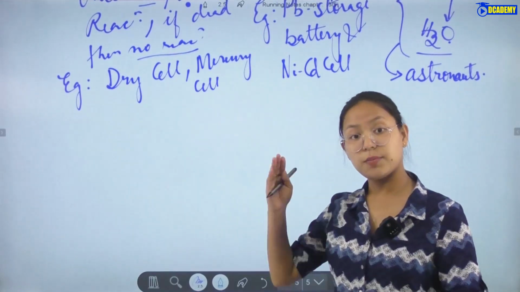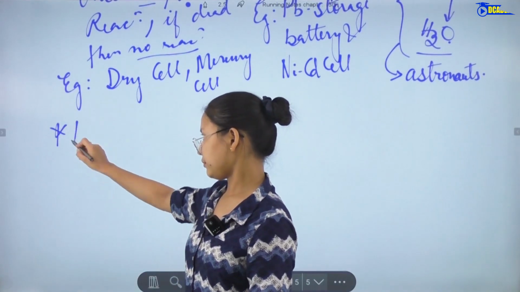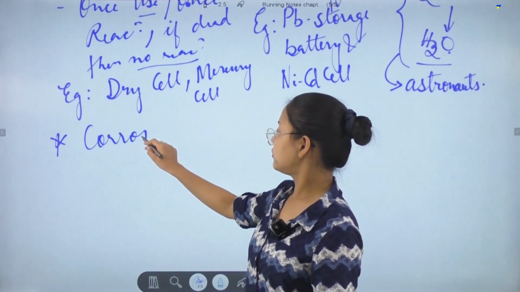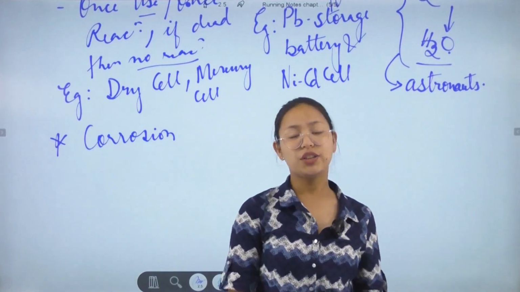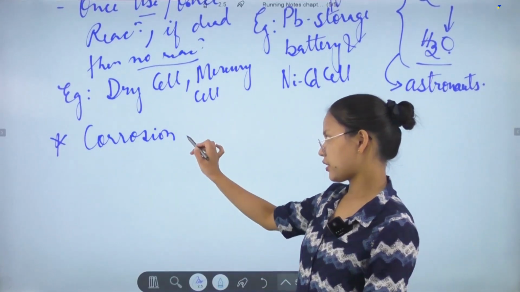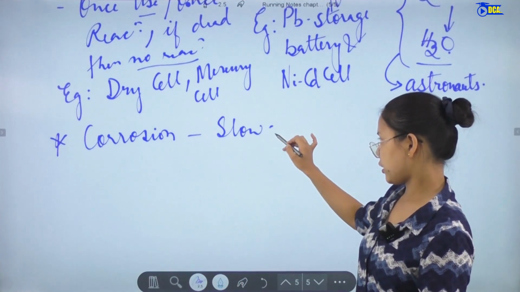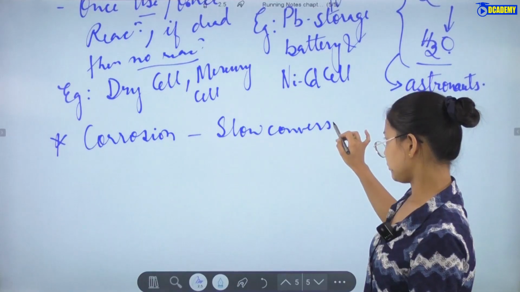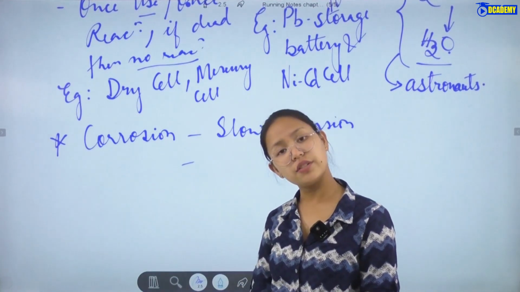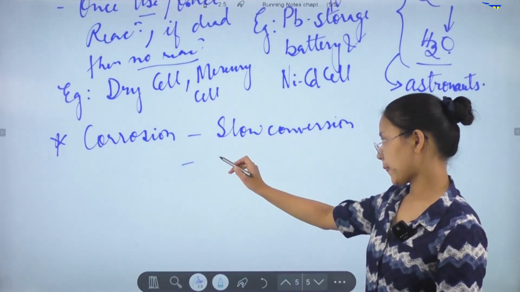Okay, see, the basic solution to this has a term called corrosion. So let's see what we mean by corrosion. Corrosion is a slow conversion of metal. It is a type of reaction, a slow conversion reaction. It is a type of oxidation.